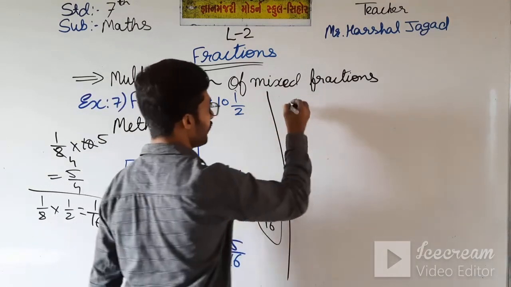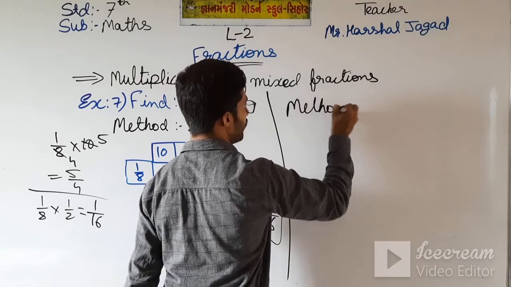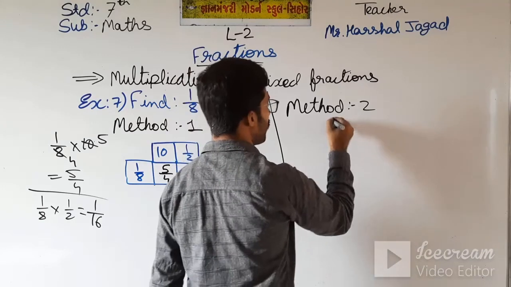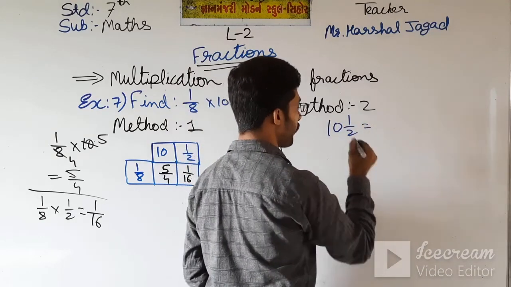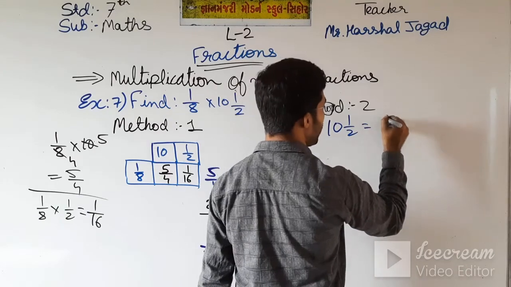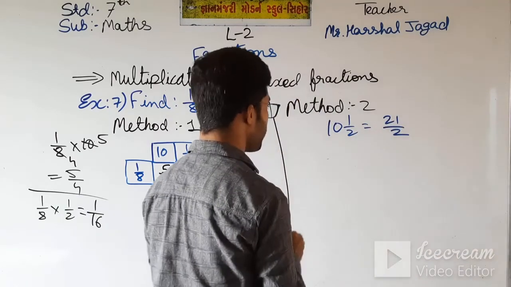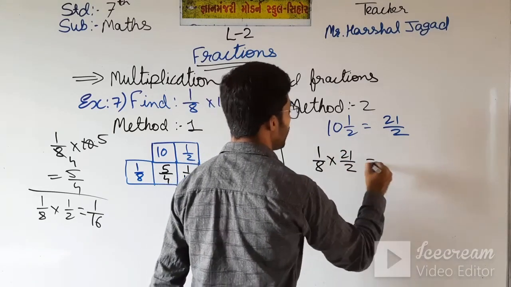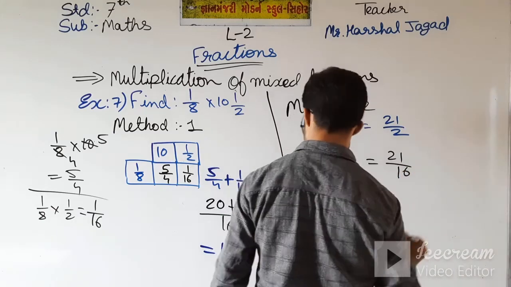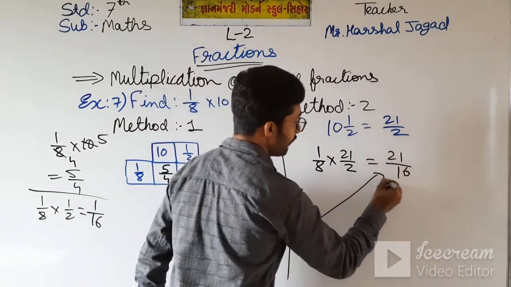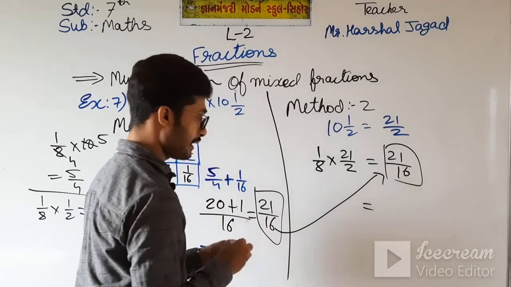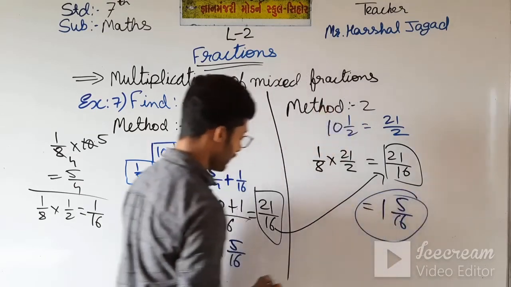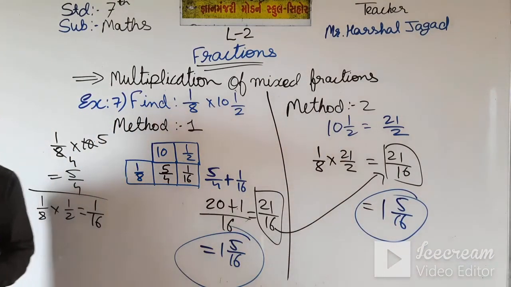Now we will see the method number 2. Method 2. Okay students, method 2, by which first of all we will convert this into the improper fraction, that is 10 1 by 2 is 21 by 2. Okay students, then we will multiply 1 by 8 into 21 by 2, that is 21 by 16. This we get the same. So if we make this into the mixed fraction, then we will get 1 5 by 16. This is the answer and this is the answer. Okay students.